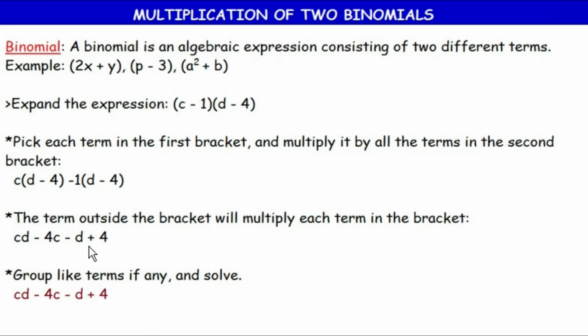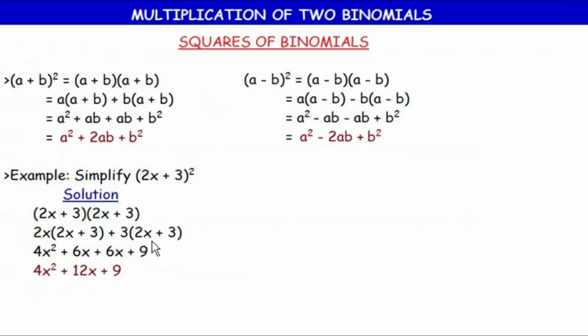Now here there are no like terms, because you have cd minus 4c minus d plus 4. So there is no like term. Since there is no like term, we leave it the same as it is. Okay, so let's move on. Let's now look at squares of binomials. We are still on the multiplication of 2 binomials.